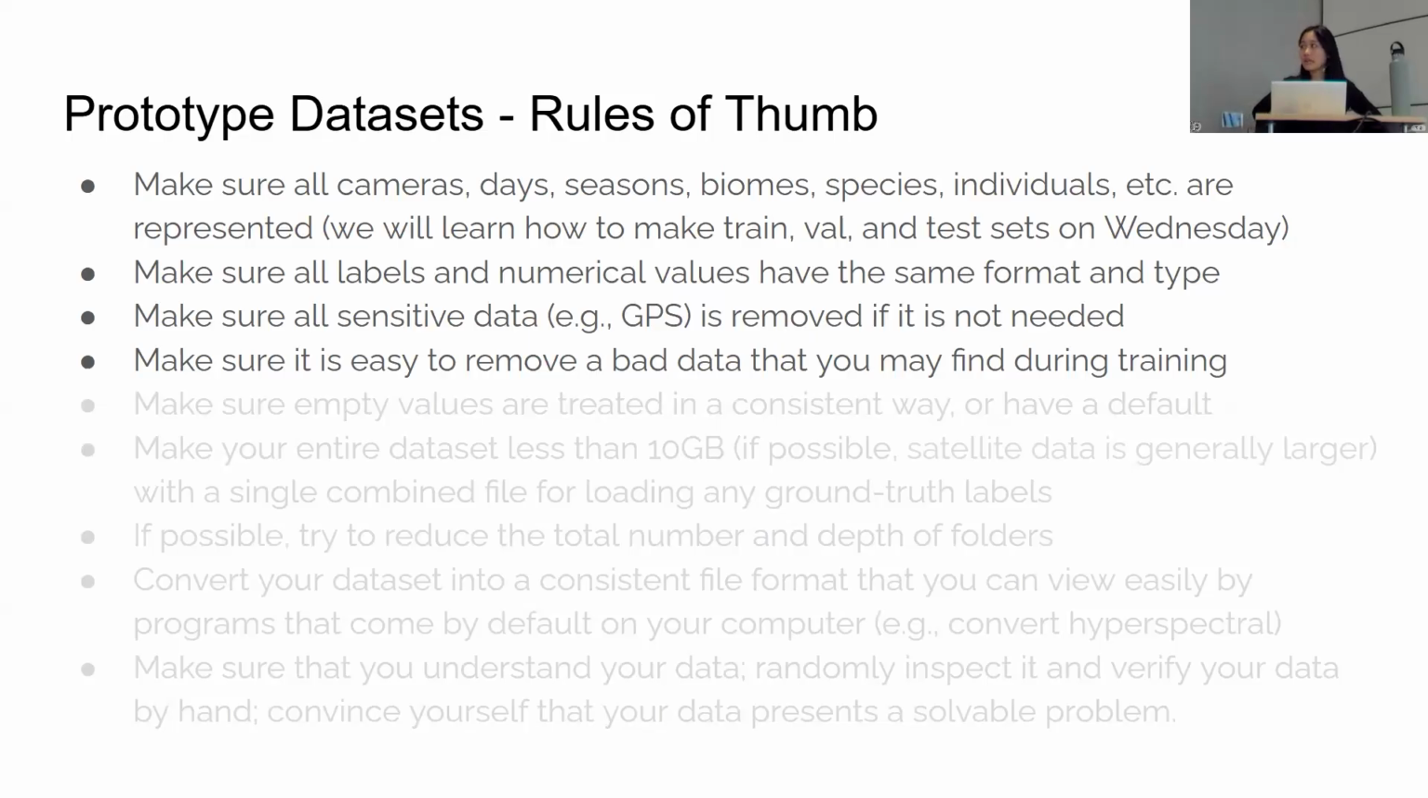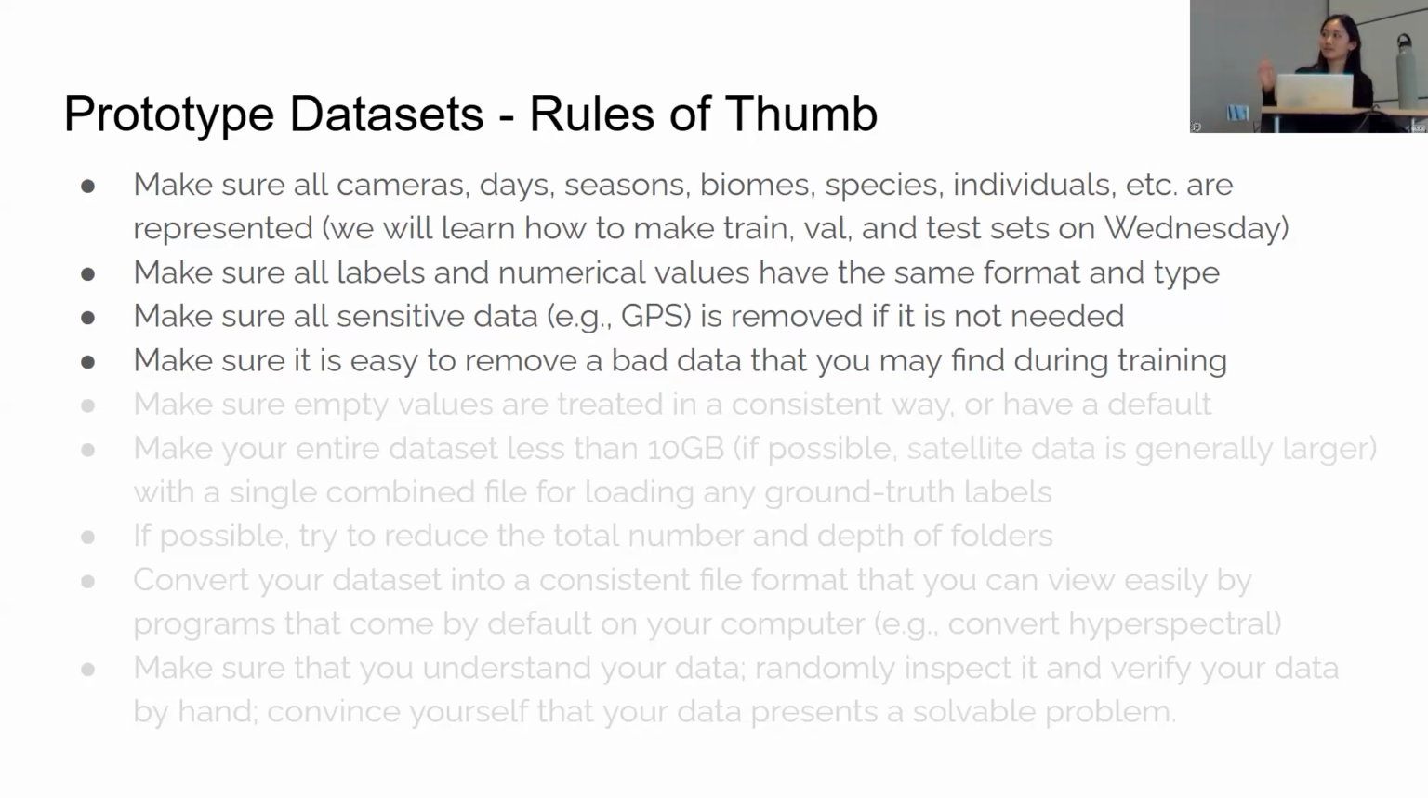Okay, so this is a lot of text, but a little bit of rules of thumb to end off our lecture. We want to make sure that all of our sensors, and I know not everyone is using cameras, maybe you have ARUs, basically all the data that you have collected has days, seasons, biomes, species, or individuals that are relatively well represented. And then all labels and numerical values have the same format and type. And if you have sensitive data, such as GPS locations, and you don't need this data, then we should remove it. If you need it as part of your model training, then obviously include that data.